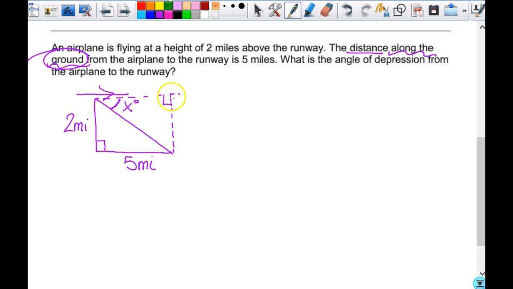And I can use this one right here, because that's where I labeled my angle. This is 2 miles, this is 2 miles. If this is 5 miles, this is 5 miles. So I could use this triangle here, but I don't have to. I can use this one.